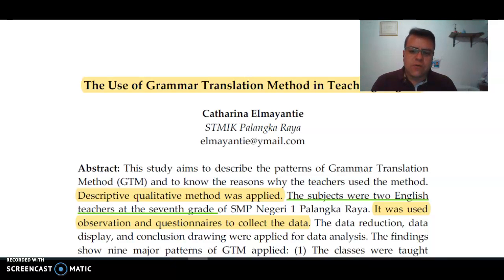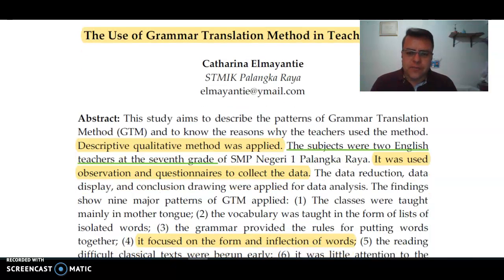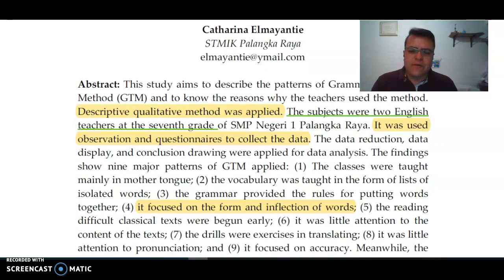If we want to know if the research made is qualitative or quantitative, we have to read the article, and with the words we understand that. For example, in the third line, we find very fast that this is exactly a qualitative research because it talks about a descriptive qualitative method.